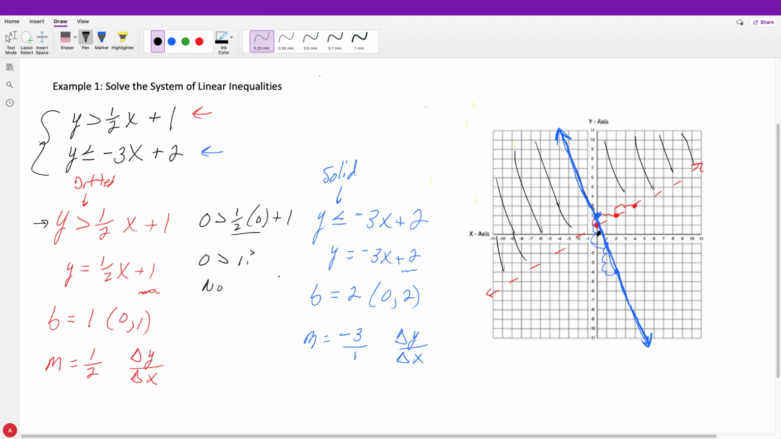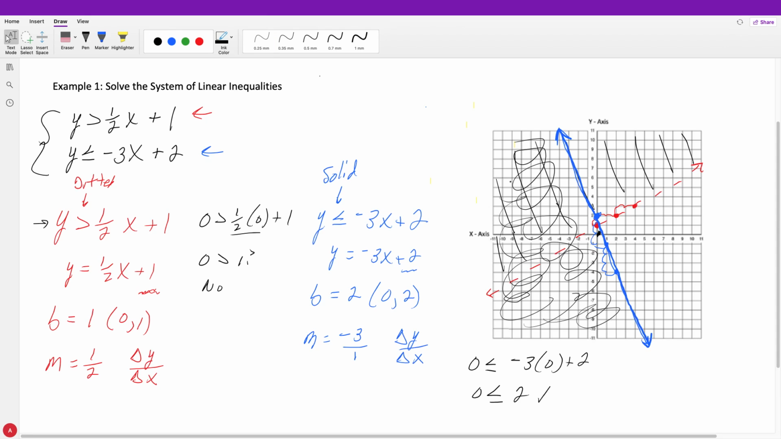Now I need to test the region. I need to see, am I going to color in the region to the left of it or the one that's above it? So we're going to pick a point, (0, 0), and plug it in. Is 0 less than or equal to -3 times 0 plus 2? Well, is 0 less than or equal to 2? And that is yes. So now, instead of doing a straight line, I'm going to do a squiggly line and circles as my region, as my solution.